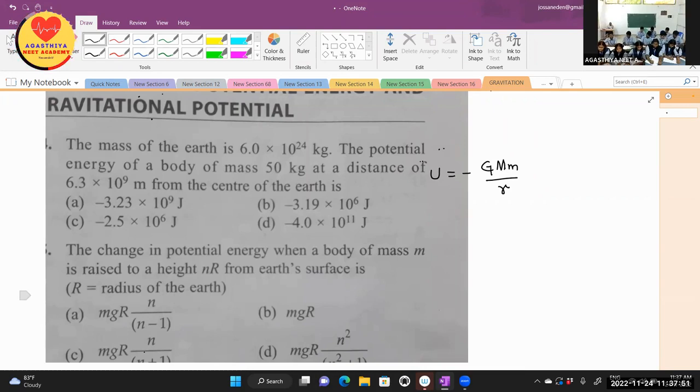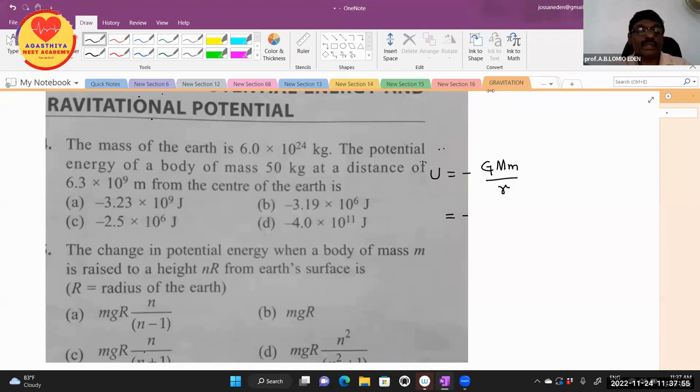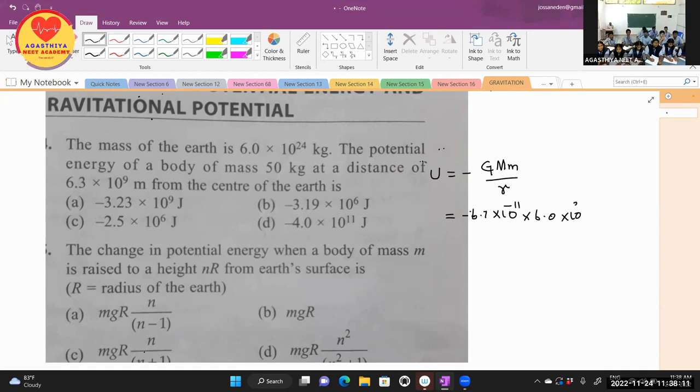Now substitute the value of G. What is the G value? 6.7 into 10 to the power of minus 11. What is the mass of the earth? That is given, 6.1. What is the mass of the body? 50. What is the radius? 6.3.